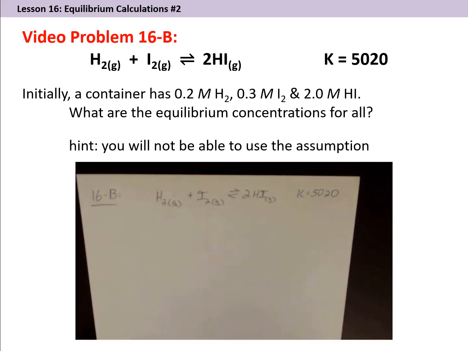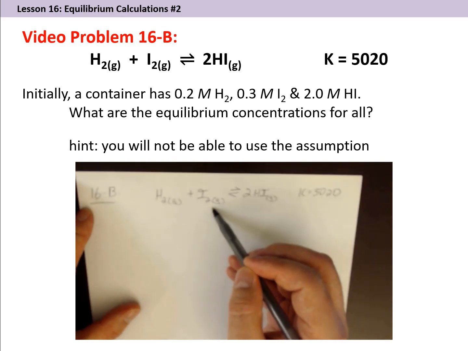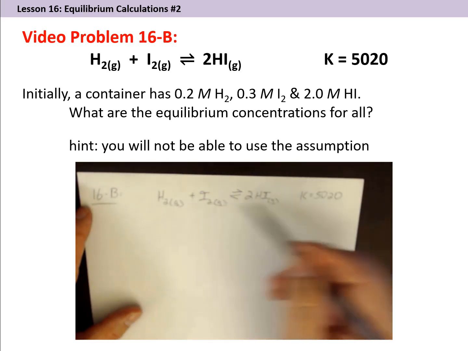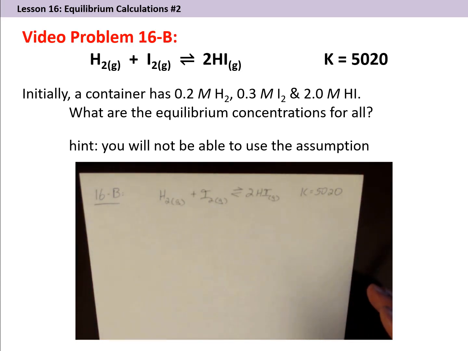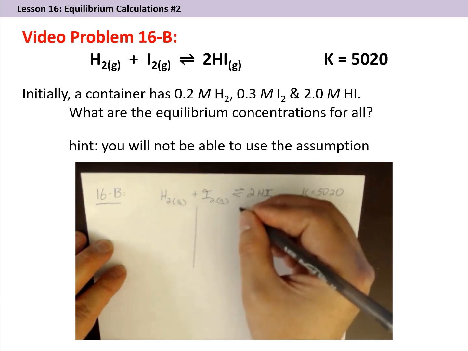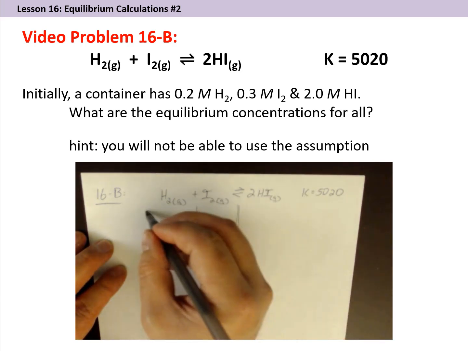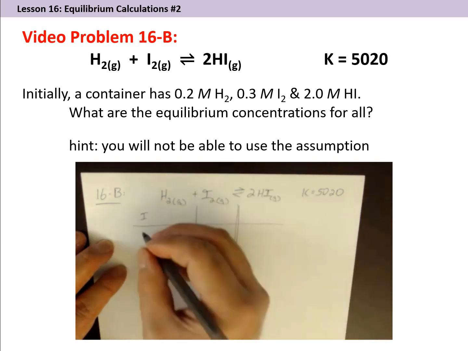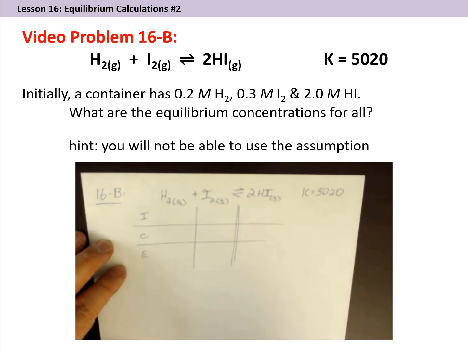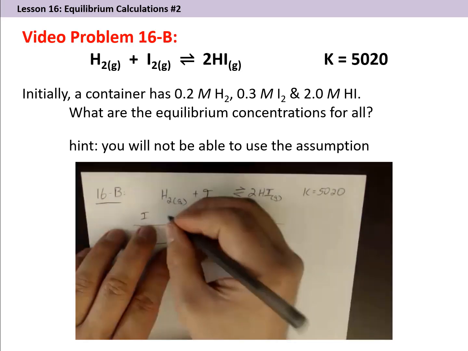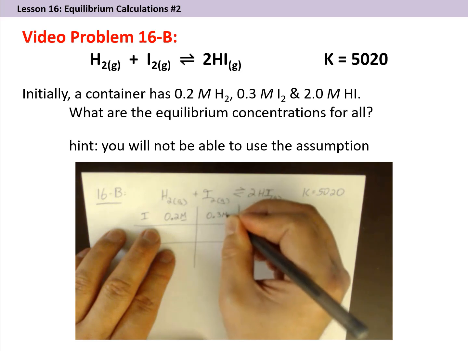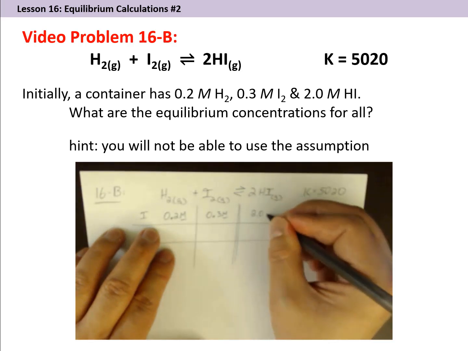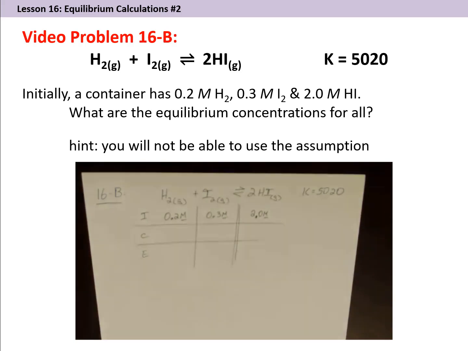All right, so here I have H2 plus I2 goes to 2HI. They're all gases, so that means they're all in my equations for Q and for K. I can go ahead and start with my ICE chart. I am told 0.2 molar for this, 0.3 molar for this, and 2.0 molar. These are my initial concentrations, so I want to know what they are at equilibrium.